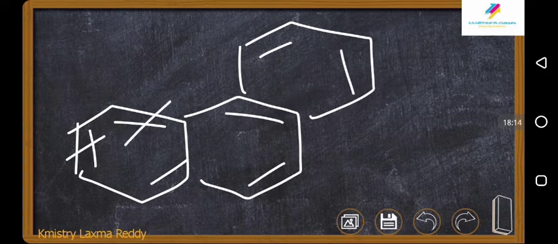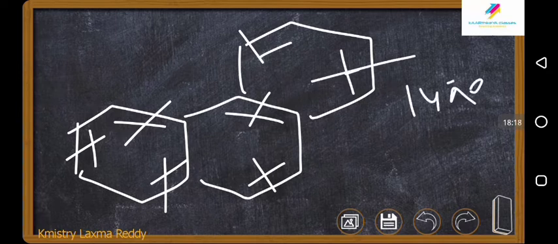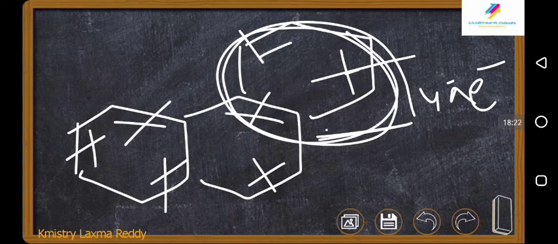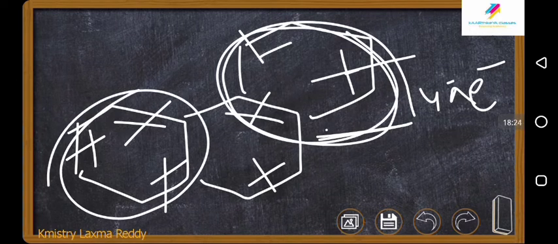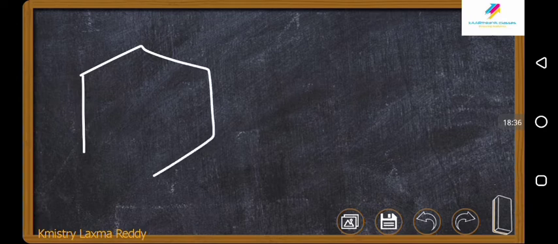Same, 1, 2, 3, 4, 5, 6, 7. That means 14 pi electrons are there. When you compare with the previous one, this is a little more stable because this is a benzene and this is a benzene. Similarly, we should know about these kinds of structures where more than one ring is present, like naphthalene and anthracene. Last one, we'll go with one more example.